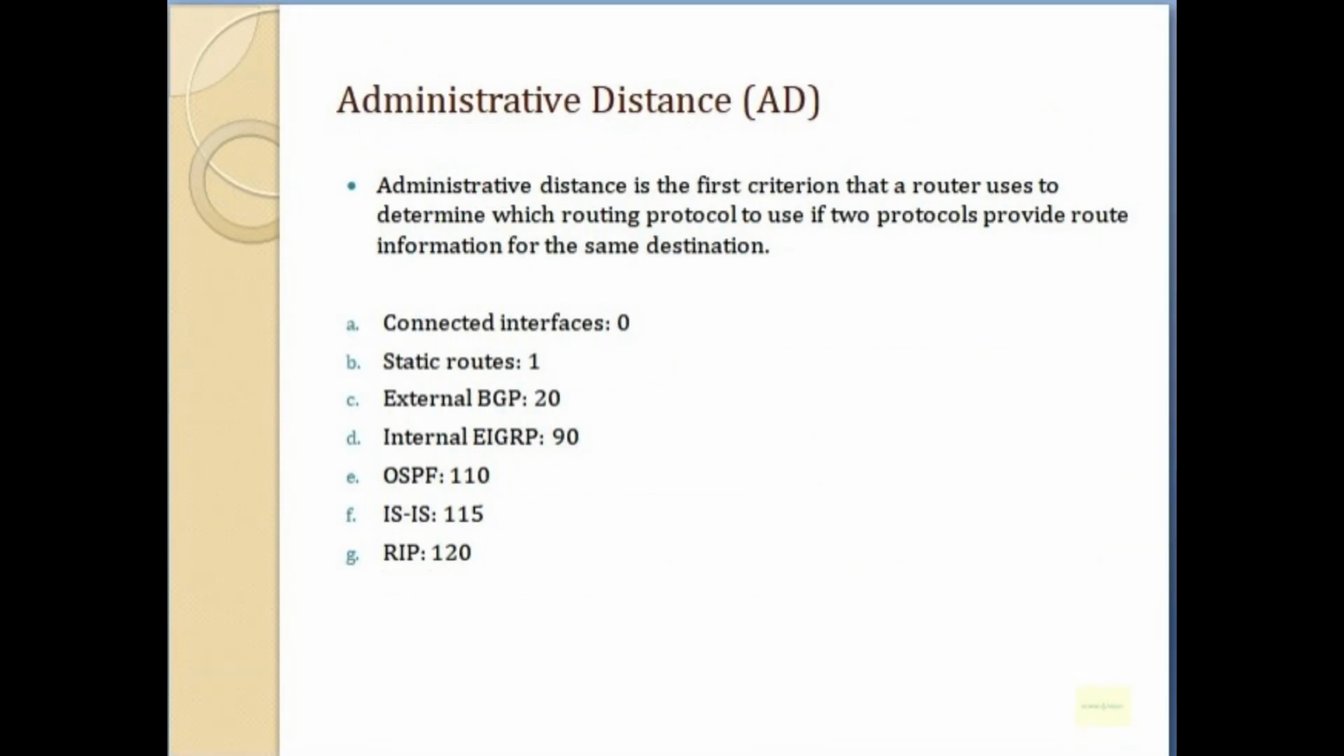Now, let's take a look at the AD, the administrative distance. The AD is used when there are two or more protocols that provide route information to the same destination. The protocol with the lower AD is considered to be more trustworthy. For example, the ADs are as follows. For connected routes, it is 0. For static routes, it is 1. For external BGP, it is 20. For internal EIGRP, it is 90. For OSPF, it is 110. For IS-IS, it is 115. And for RIP, it is 120.